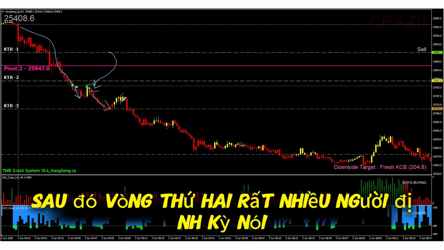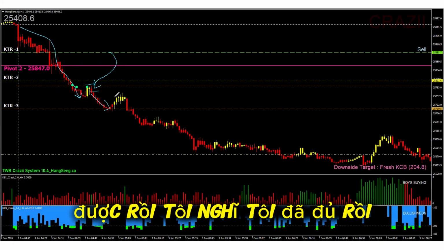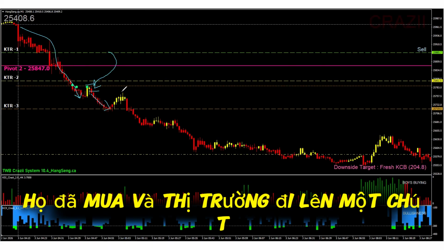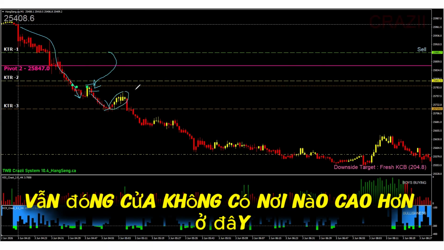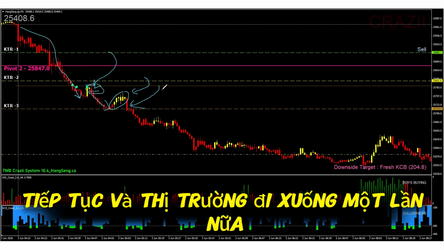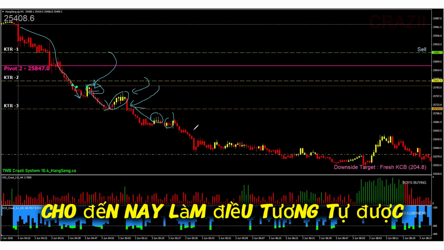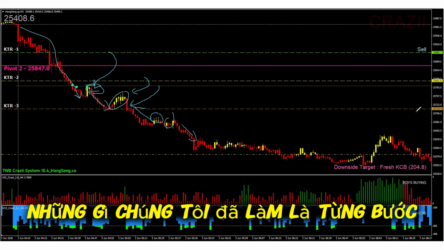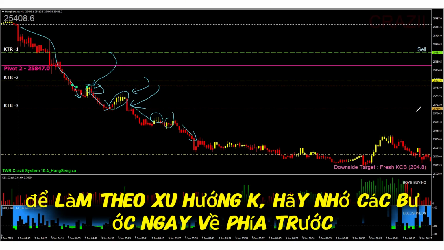Then in the second round, a lot of people say, okay, I think I've made enough already, let's buy. After that, they bought and the market goes up a little bit. Still, the closing is not anywhere higher than here, so that means the downward trend is still going to continue. And the market goes down again, so we do the same thing.